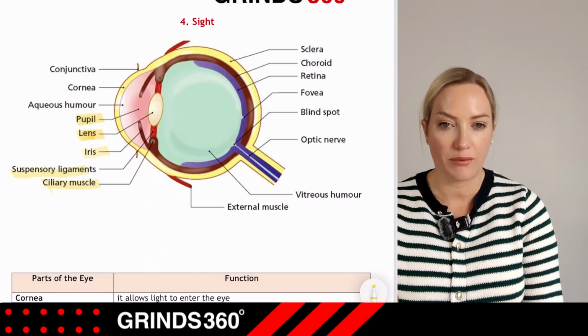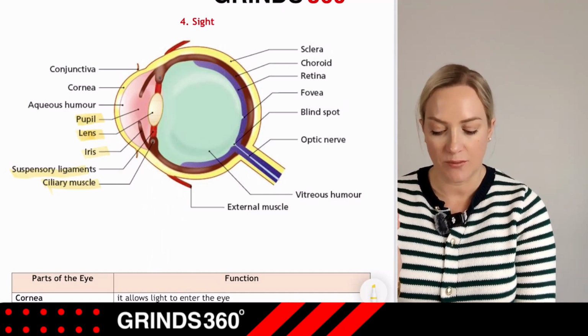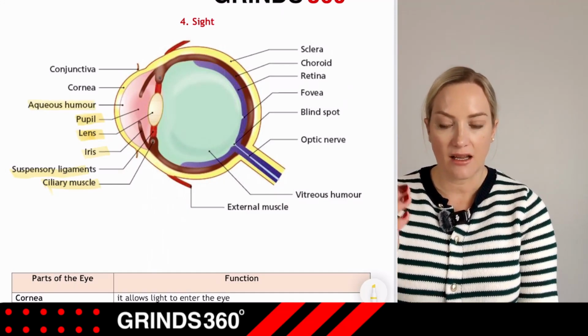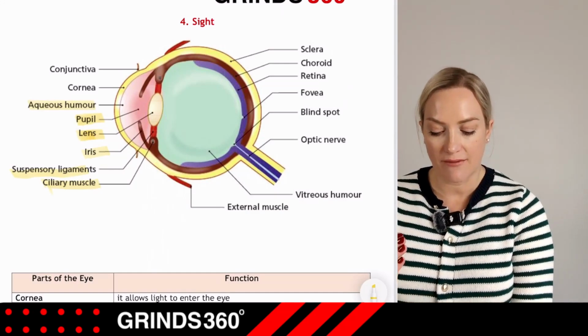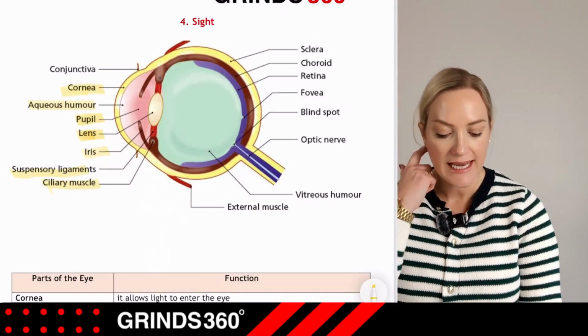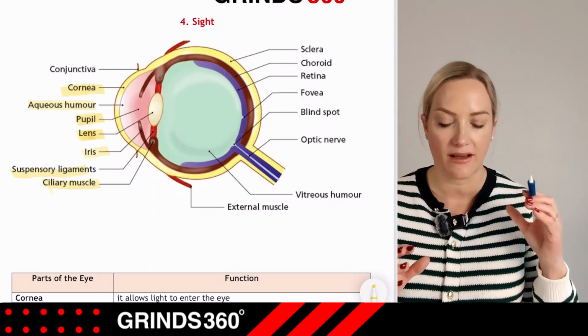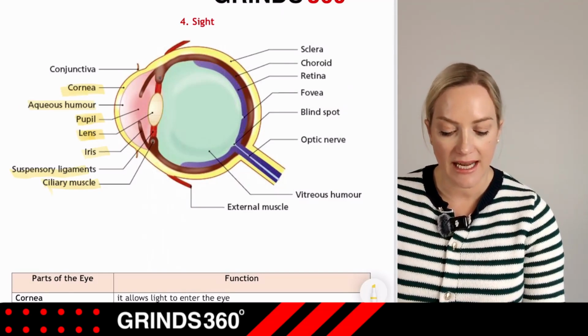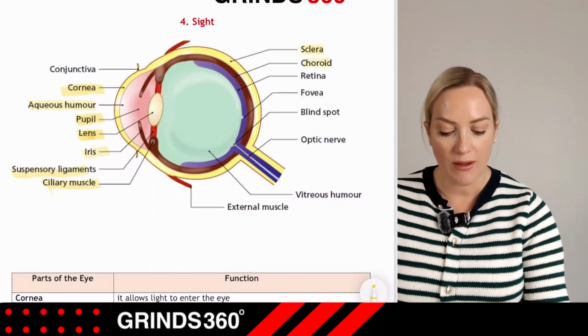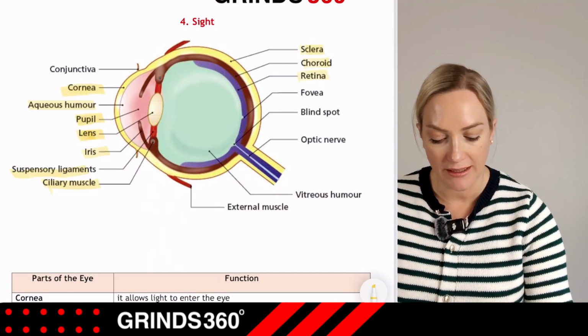So in front of our pupil is the aqueous humor. And then right in front of that, we have our cornea. Now, if we go towards the back of the eye, we have the sclera, we have the choroid, and now we have our retina, which is very important. We're going to talk about that in a moment.